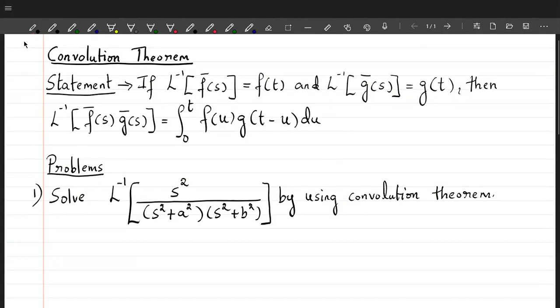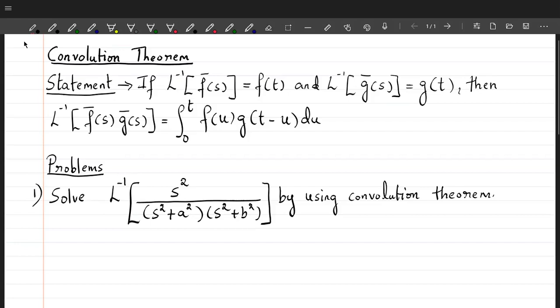Convolution theorem. The statement of the convolution theorem says that if L inverse of f bar of s is equal to f of t, and L inverse of g bar of s is equal to g of t, then Laplace inverse of f bar of s multiplied with g bar of s will be equal to integration from 0 to t f of u into g of t minus u du. This topic, convolution theorem, is used when you are finding inverse Laplace transform of a product of two functions.